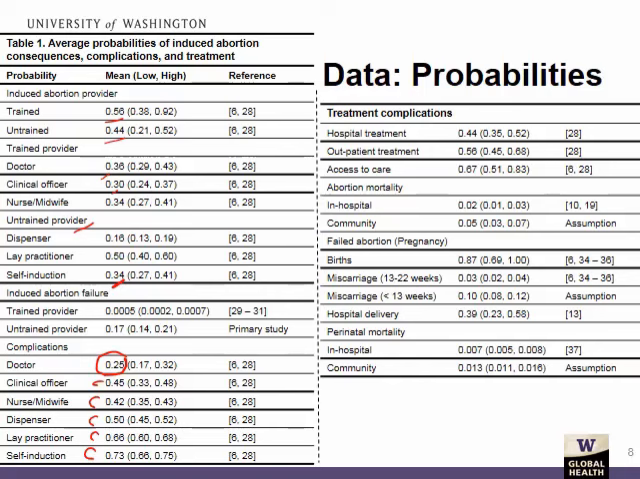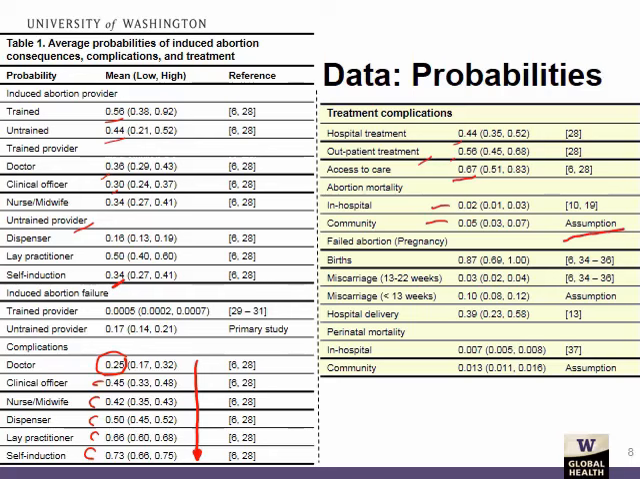So as you go down, you'll see a higher probability of abortion complications as the level of sophistication of training reduces. And for complications, in the hospital, treatment complications that happen in the hospital is 44%, outpatient treatment 56%, and access to care is about 70%. And then mortality is 2% in the hospital and 5% in the community. And you'll notice that the 5% was an assumption. We didn't have an empiric estimate for that.